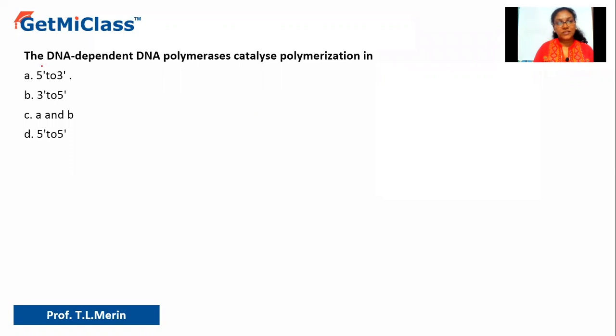So let's solve this question here. It says the DNA dependent DNA polymerases catalyze polymerization in option A 5' to 3', option B 3' to 5', option C A and B, option D 5' to 5'. What are they talking about?